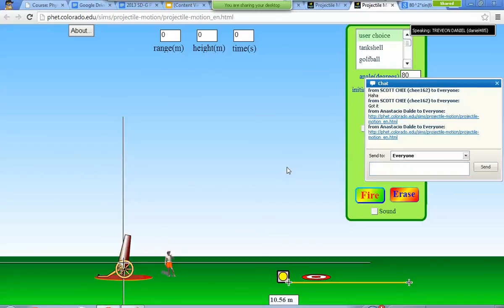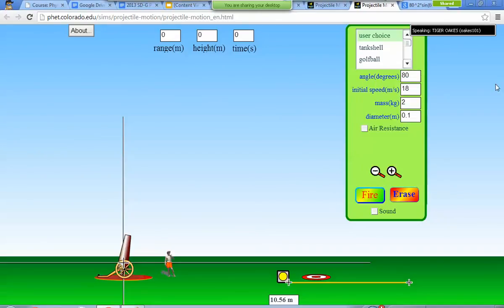All right, so I chatted this over to you. I'm going to put in the parameters here. I want it to go 30 degrees at a speed of 80. The mass and the diameter, notice how the mass and the diameter don't come into it. And I don't want air resistance. Let's fire it.